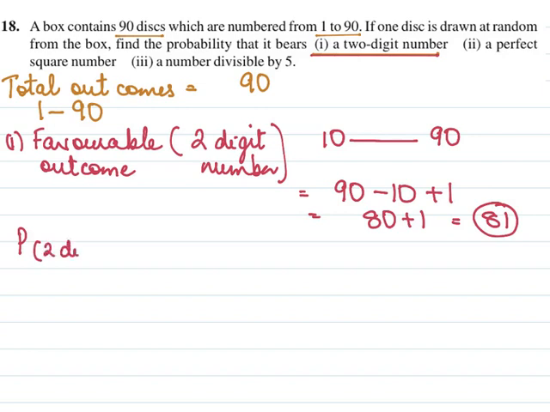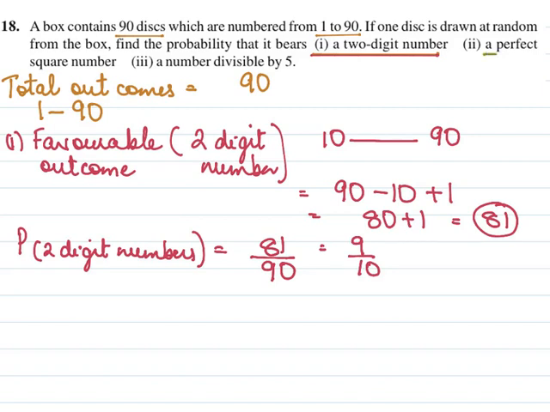So the probability of getting 2-digit numbers is equal to 81 over total, which we know is 90. So 81 over 90, and if you reduce this you get 9 out of 10.